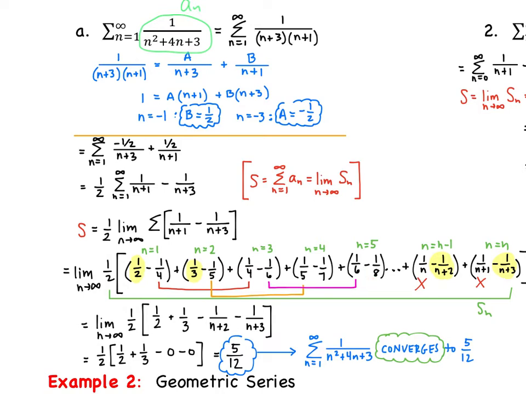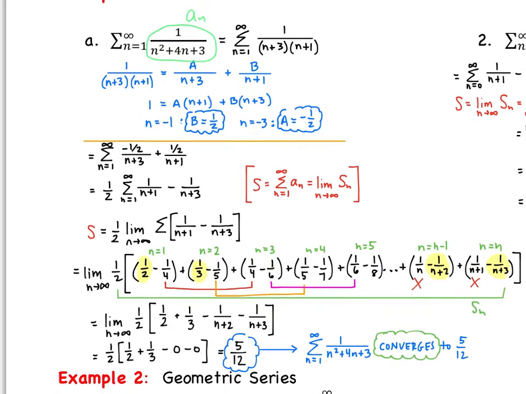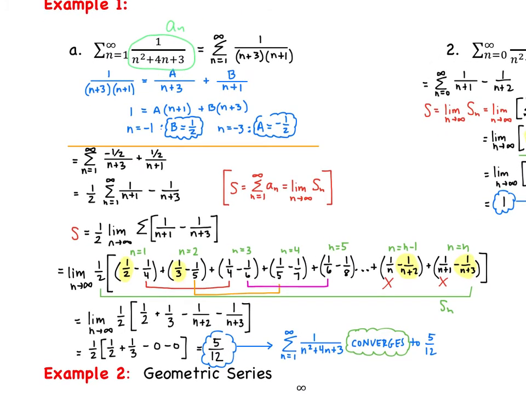If we keep going, I'm going to go until we get to n. When n is n minus 1, so the second to last term, we get 1 over n minus 1 over n plus 2. Then when n is n, meaning our last term, we get 1 over n plus 1 minus 1 over n plus 3, which makes sense.